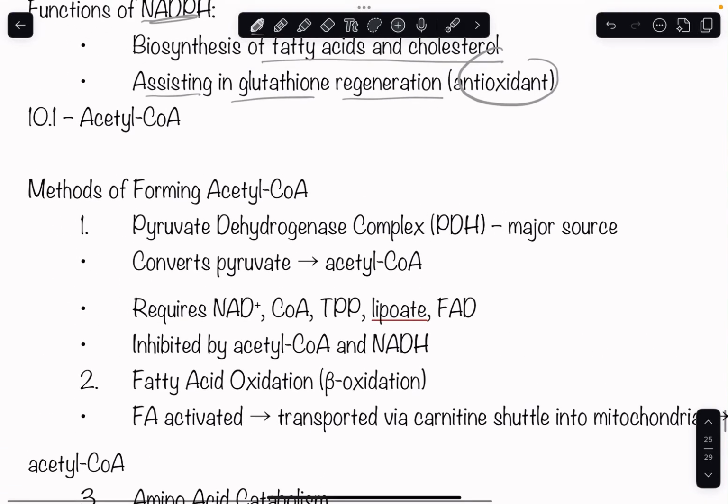Okay, so today we're going to talk all about acetyl-CoA. There's a whole section about this, so we can tell it's pretty important. We're going to go over methods of forming acetyl-CoA first.